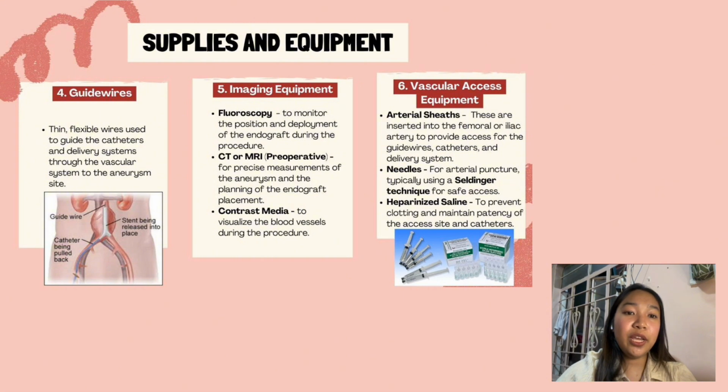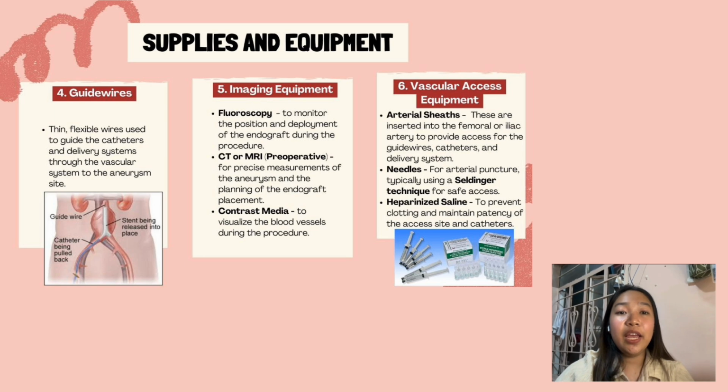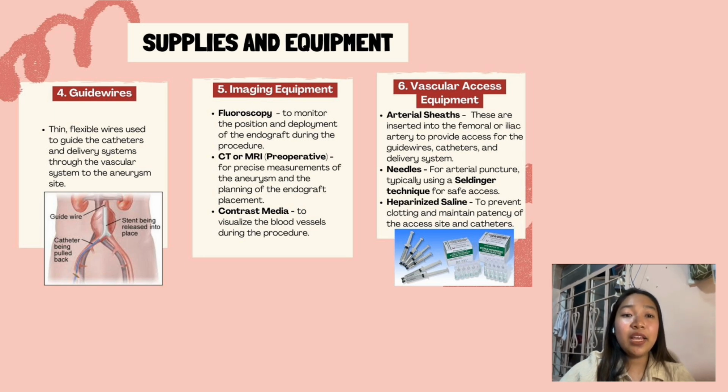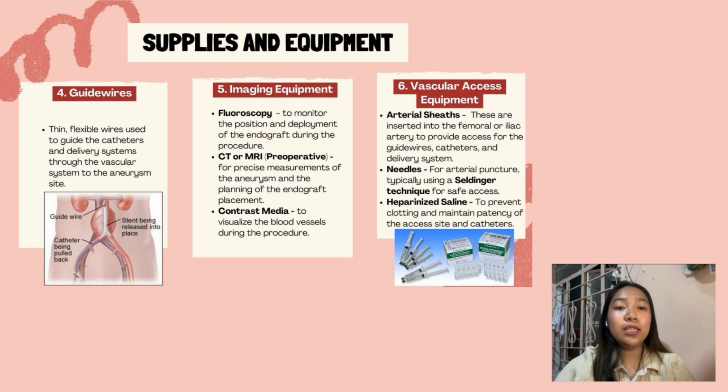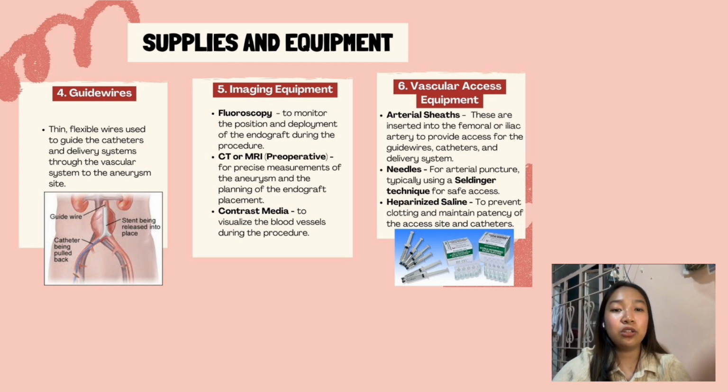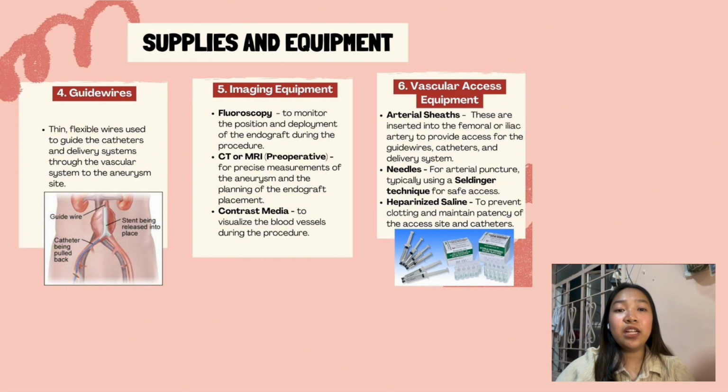Fluoroscopy in X-ray intraoperative angiography, CT or MRI preoperative imaging, and the use of contrast media can visualize internal anatomy and structures such as blood vessels, organs, and soft tissues. They help identify abnormalities like blockage, aneurysms, tumors, and malformations. They can also be the guidance for diagnosis and procedures.